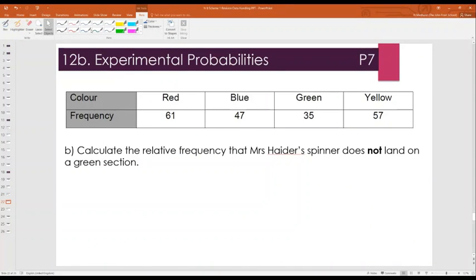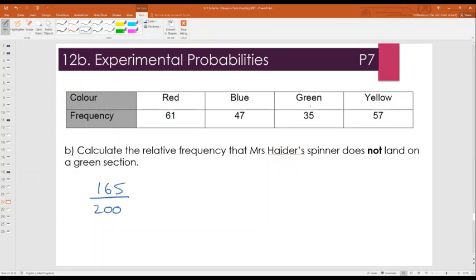Okay, moving on then. Still the same table now, just a different question. Calculate the relative frequency that Mrs. Hayder's spinner does not land on a green section. So there's two ways of doing this, isn't there? We can either add up the other three sections, or because we already know that this is out of 200, if it lands on green 35 times, then it must not land on green 165 times.